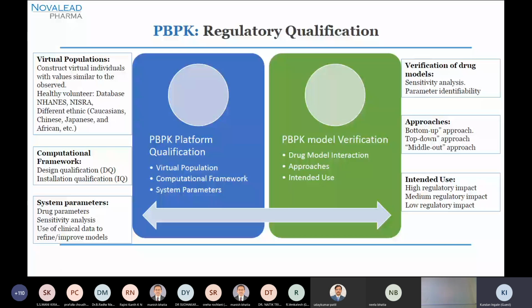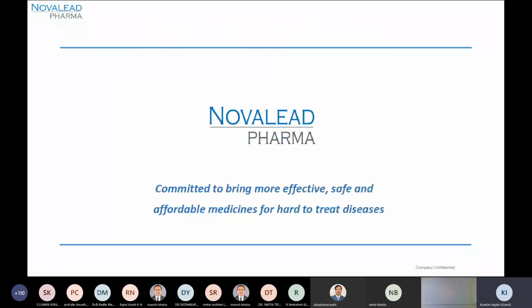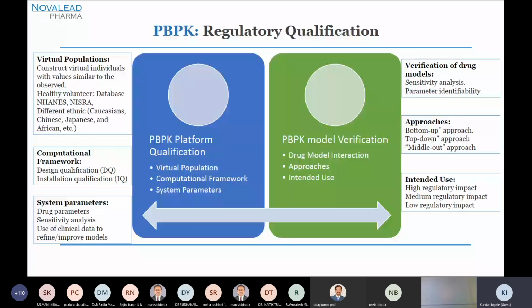Now, the question would be, are there any cases which have been successful with PBPK exercises? Yes, there are certain cases. Ribociclib and olaparib are drugs for which companies have successfully obtained waivers for drug-drug interaction studies. Then there is a drug called canagliflozin, for which the company successfully obtained a waiver for bioequivalence studies, and so on. So there are multiple instances where PBPK modeling has been regulatorily acceptable.